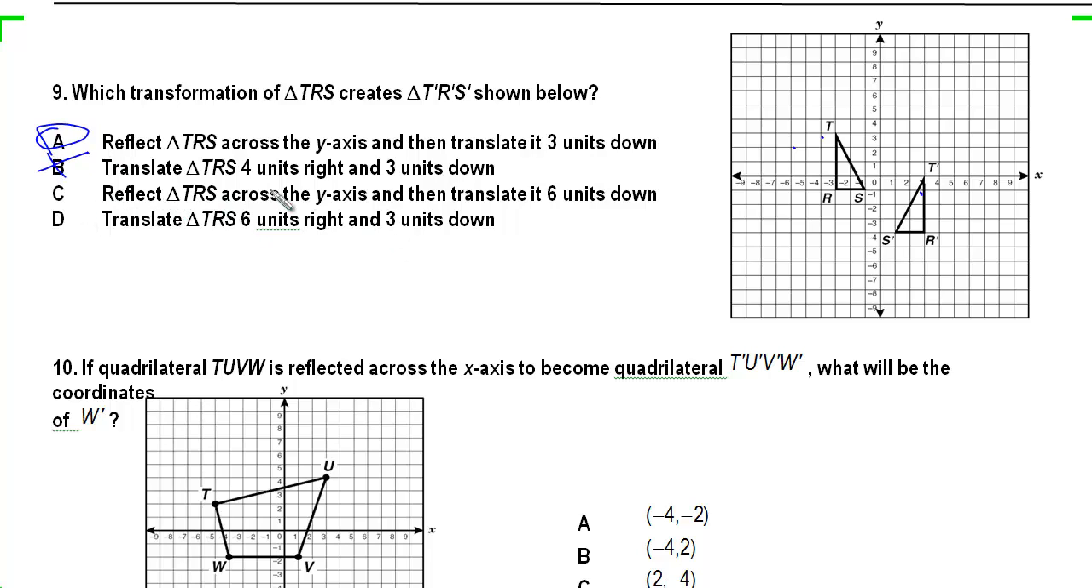C says reflect across Y and then translate 6 units down. So if I move these, say, pick any point, reflect it over here, and then move it down 1, 2, 3, 4, 5, 6, that'd put T prime right there, which is not where it needs to be, so I've eliminated that choice. So I can always work backwards and eliminate possibilities.